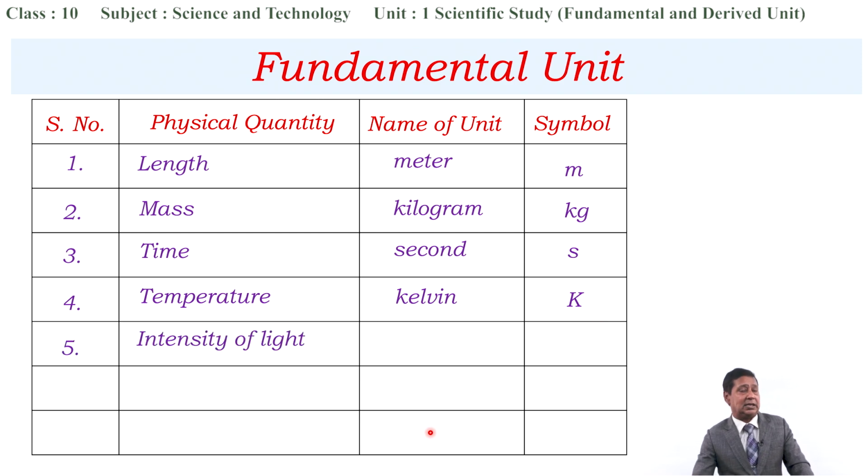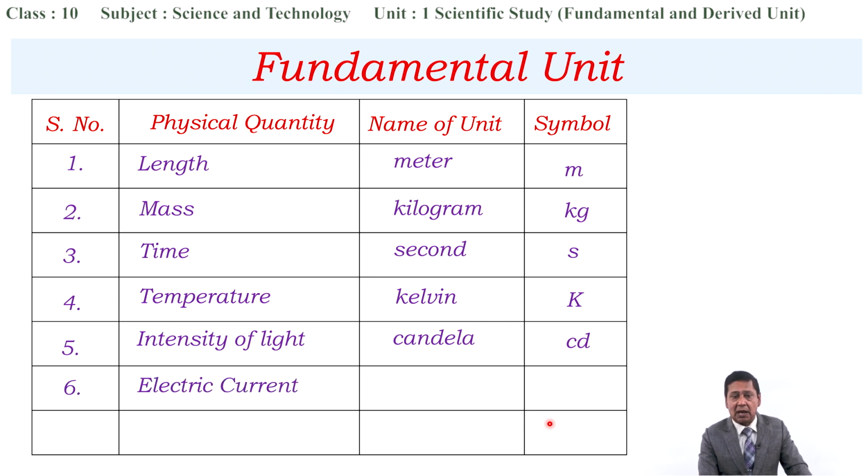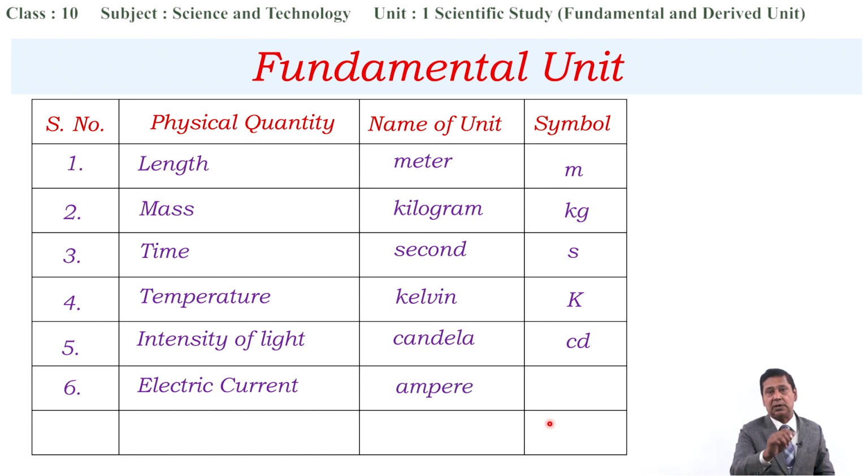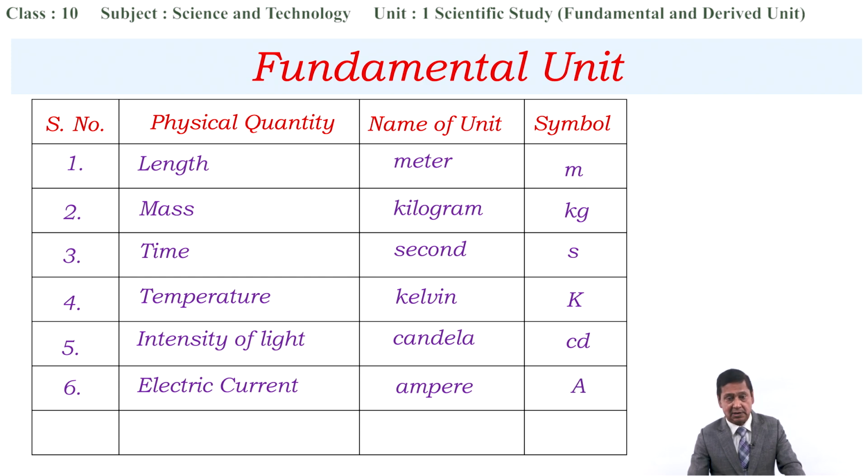Now intensity of light. Intensity of light is measured in candela and the symbol is cd. Both letters are small. And electric current. Electric current is measured in ampere, named after a scientist, but I am writing a small a because this is the unit, not the name of the scientist. But since it is taken from the name of the scientist, the symbol A should be capital. Capital A represents the unit of electric current.